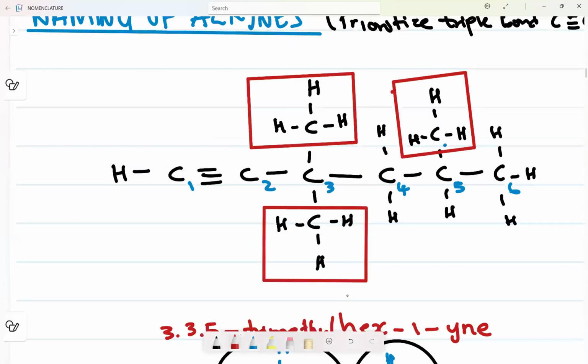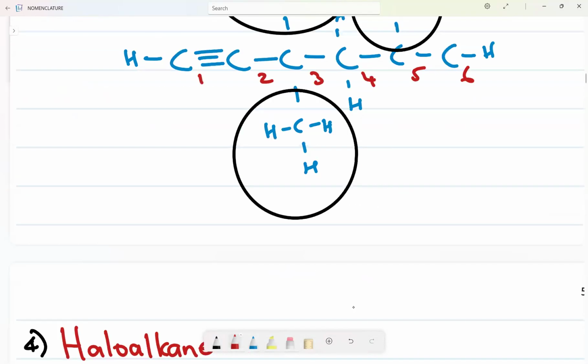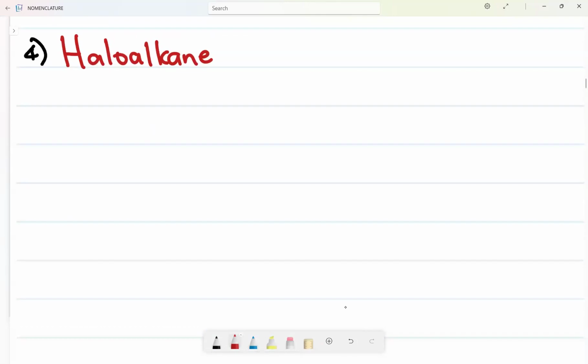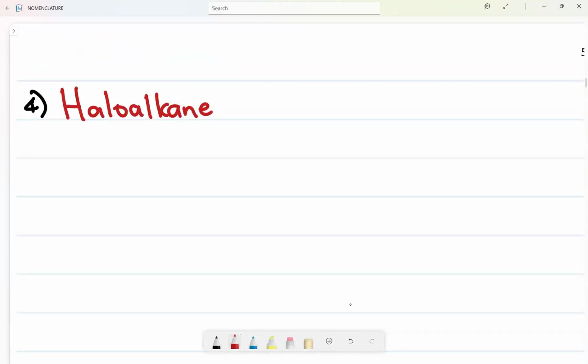Now, remember we left off where we talked about hydrocarbons: alkane, alkene, and alkyne, right? Now we're going to move on to the fourth compound that we're going to be dealing with, which we now refer to as a haloalkane. This is another homologous series that we are dealing with.